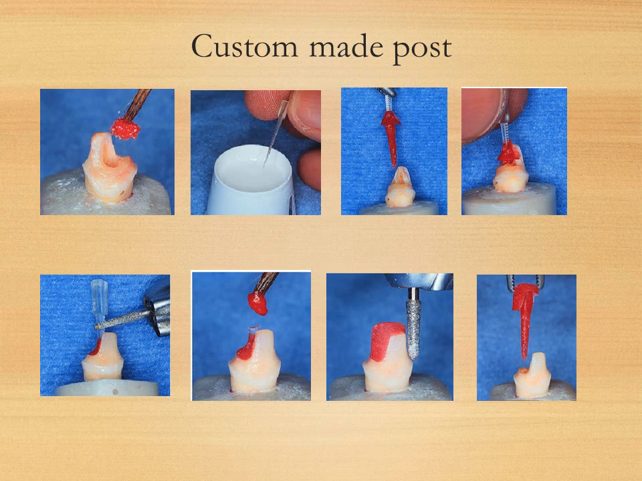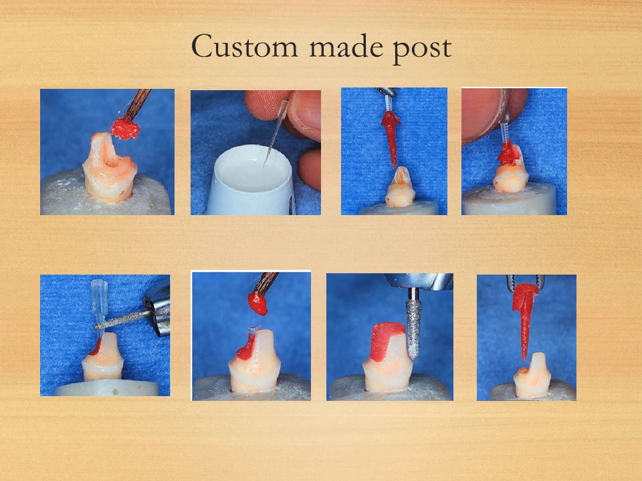So this is the diagrammatic representation of how you actually create a custom made post. As you can see in the second figure, you actually have the dedicated post pins, using which the impression of the canal can be made. So this is the direct technique. Basically, what the operator is doing is just coating a layer of acrylic, or you can use your inlay wax, to coat the pin and introduce it into the canal after your post space preparation has been done. Then you wait for it to set.